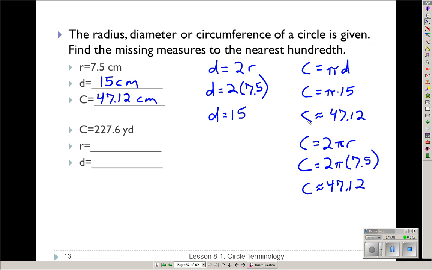Now sometimes your answer will be given in terms of pi. So since you have 15 times pi here, they might have your answer just be 15 pi. And that's what you would give. But since this says round to the nearest hundredth, then we go ahead and work that out. Do the math on the calculator, and we get about 47.12.